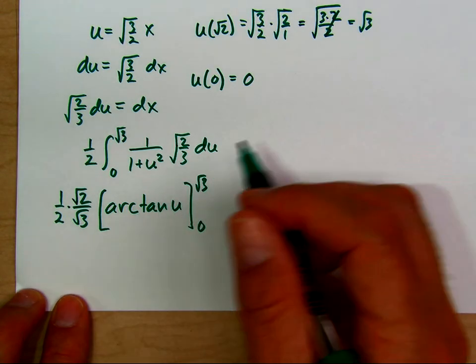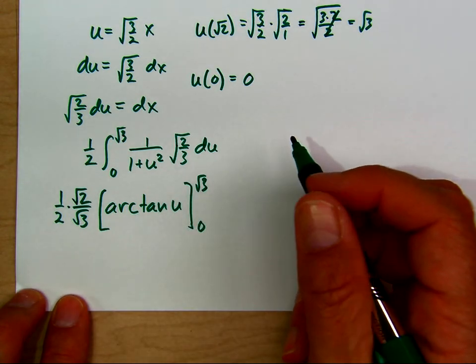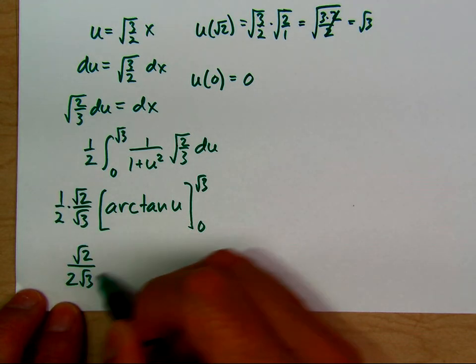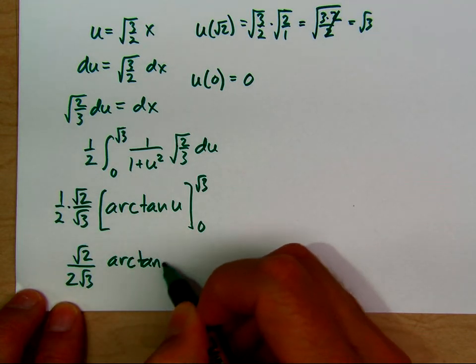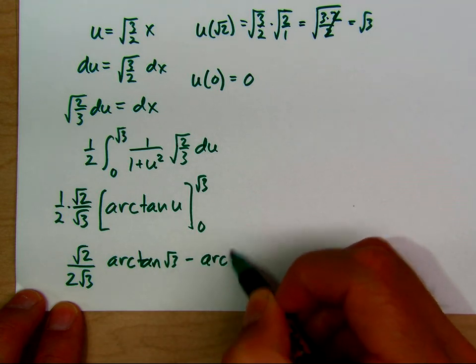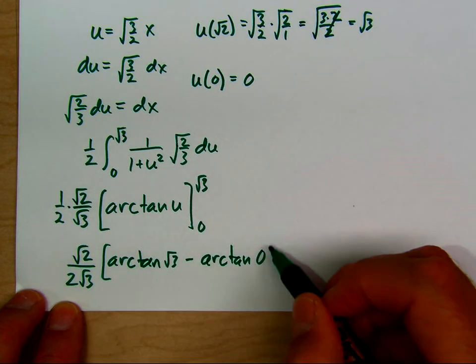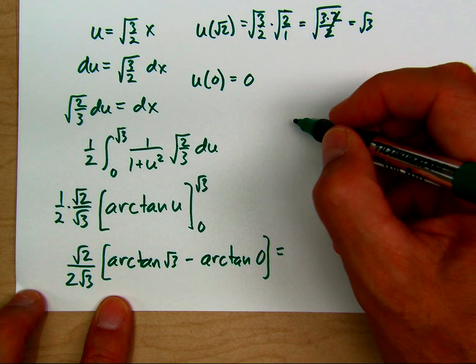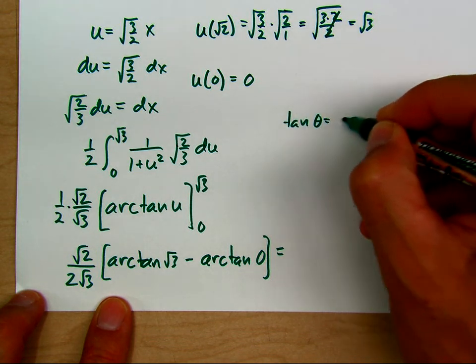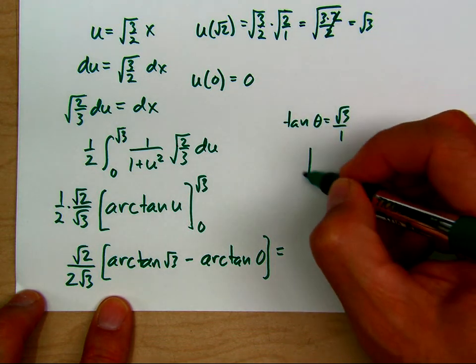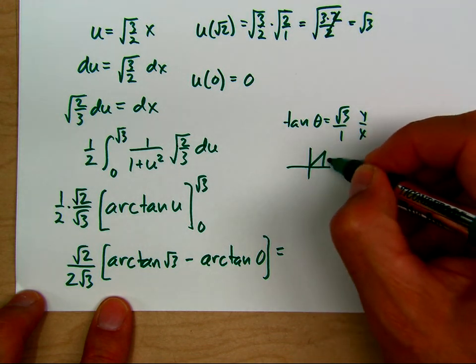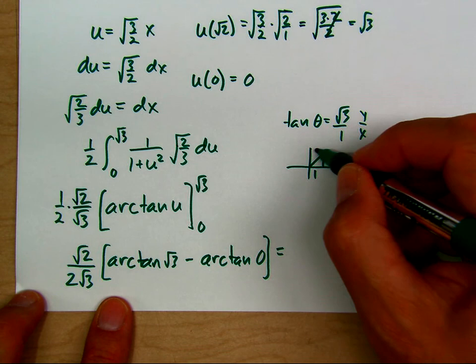And let's go ahead and substitute. So we have radical 2 over 2 radical 3 times arctangent radical 3 minus arctangent 0. Find an angle whose tangent equals radical 3. So we're saying tangent of some angle is radical 3, and here we have y over x. The y value is radical 3, the x value is 1. So this must be pi over 3.